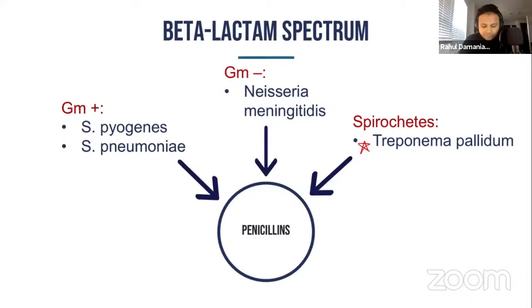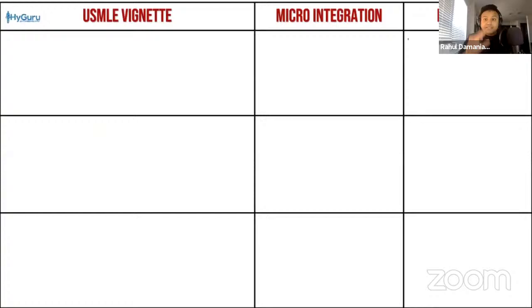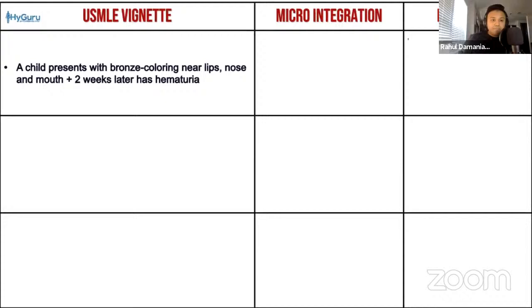So now what we're going to be doing is going through some high yield vignettes related to penicillins. Let's first start with this one. A child presents with bronze coloring near the lips, nose, and mouth. 2 weeks later, he has hematuria. So what are we worried about? That's bronze coloring. I'm also going to say that the buzzword is honey crusting. And you're thinking about group A streptococcus that causes impetigo.